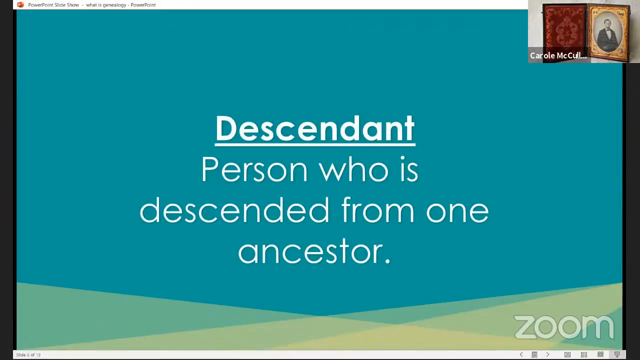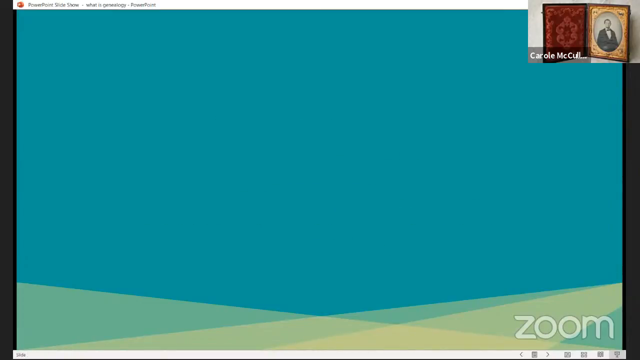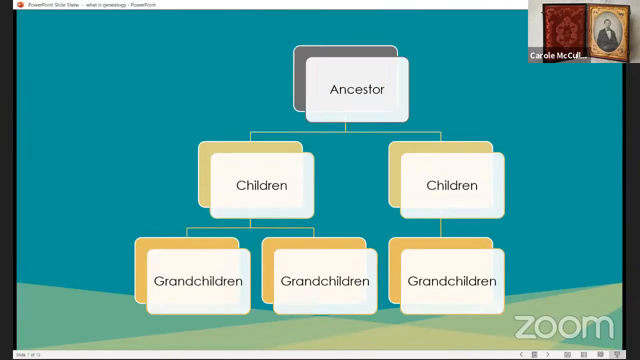A descendant is the person who is descended from one ancestor. Let's have a look at an example there. So one of your ancestors may have had 2 children. Each of those children may have had 1 or 2 children themselves. So these are the descendants of the ancestors.